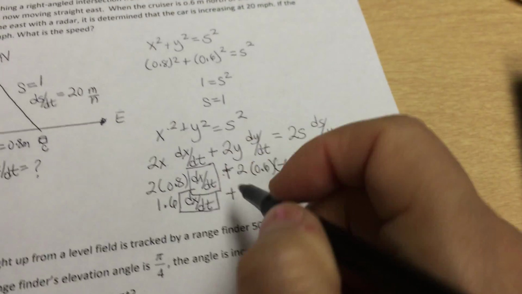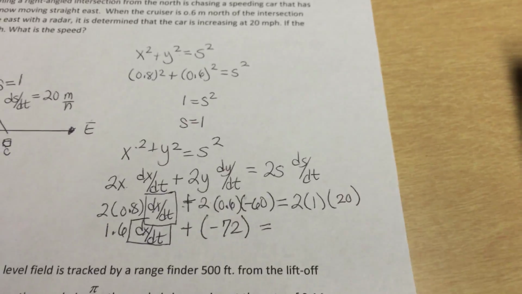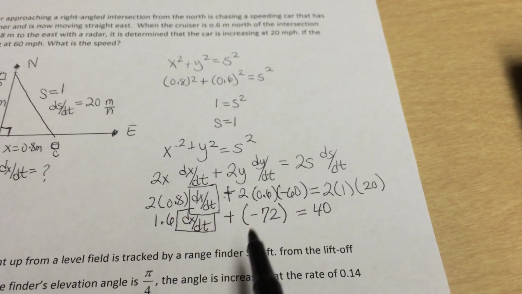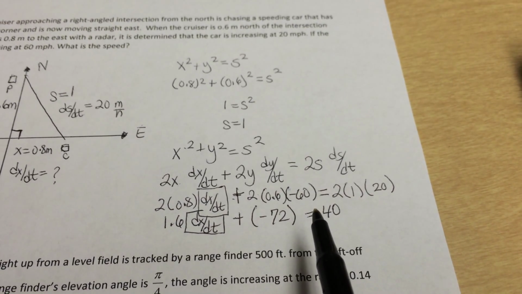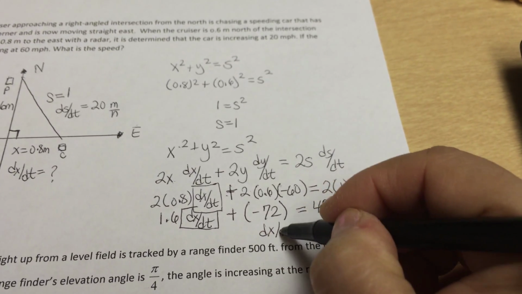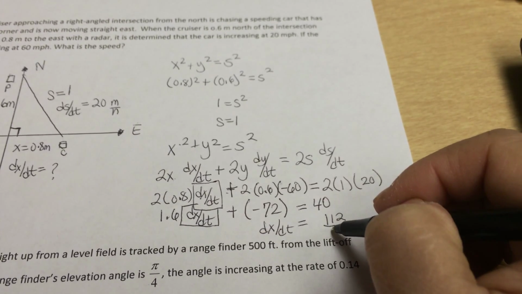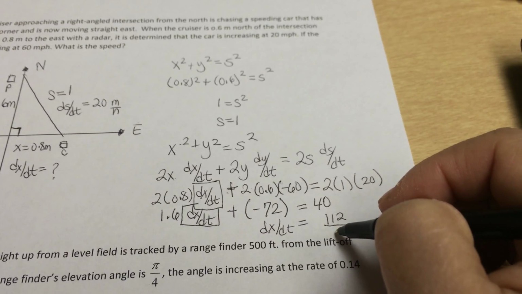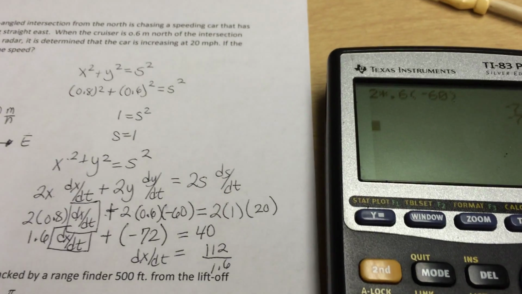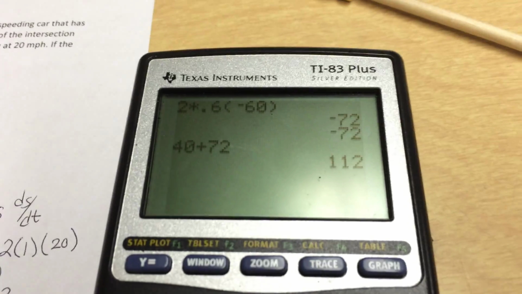Okay, so then negative 72 right here, so negative 72 equals, and then let's see, 2 times 20 gives us 40, so we put the 40 over here. So we're going to bring the negative 72 over to the other side of the equal sign, right? That's going to give us dx over dt is equal to 112, and then we're going to do 112 divided by 1.6, right? Let me just check to make sure. So 40 plus the 72 gives us 112, yes.